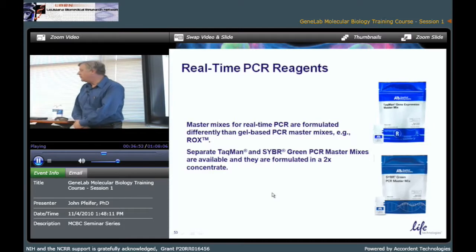And things keep changing, so over the years, we've seen large growth in the number of real-time master mixes being offered. And the same is true of us. So we have a number of TaqMan master mixes as well as a number of SYBR Green master mixes. They typically come as a 2x concentrate. So these master mixes will contain your Taq, the buffer, dNTPs, etc., but they won't contain the primers or the probes.